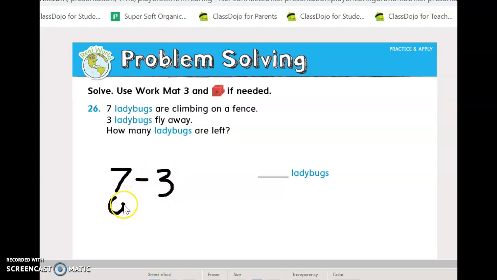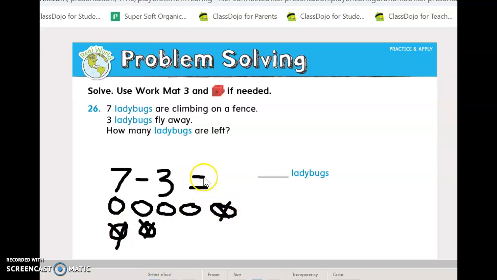So this time I'm going to draw a picture. I'm going to have my 7 ladybugs. And I like to put them in a 10 frame formation because that's easy for us to see. All right, so then we're going to cross off 3 of these ladybugs who flew away. And we can see that there are equal to 4 ladybugs that are left over. That's our difference, the number 4.